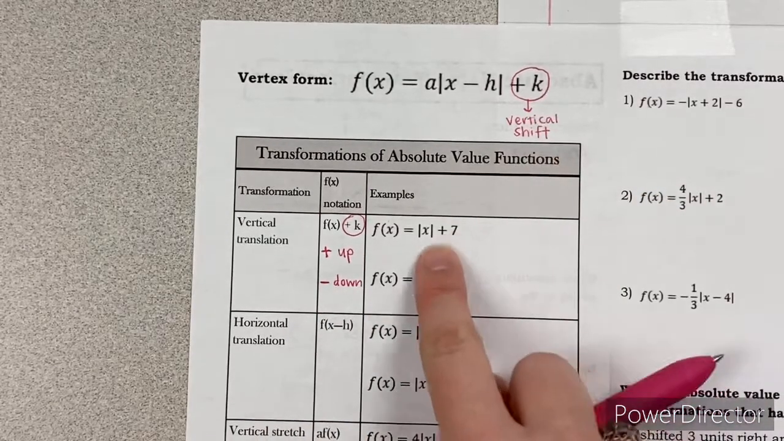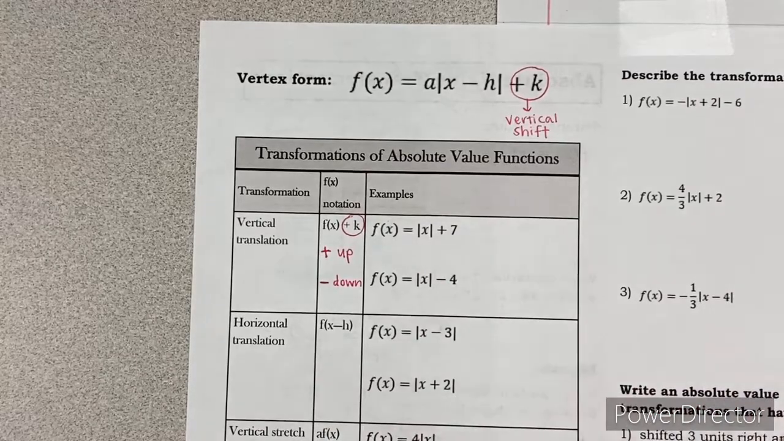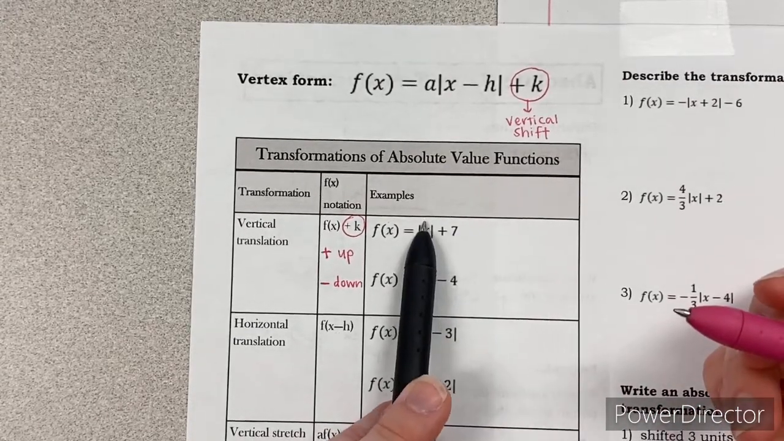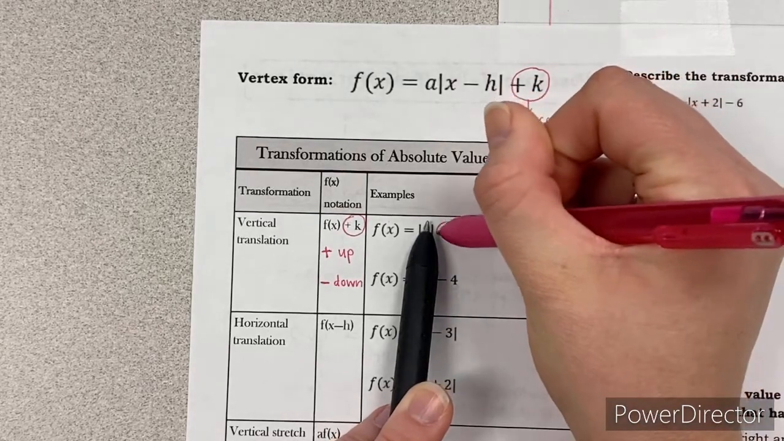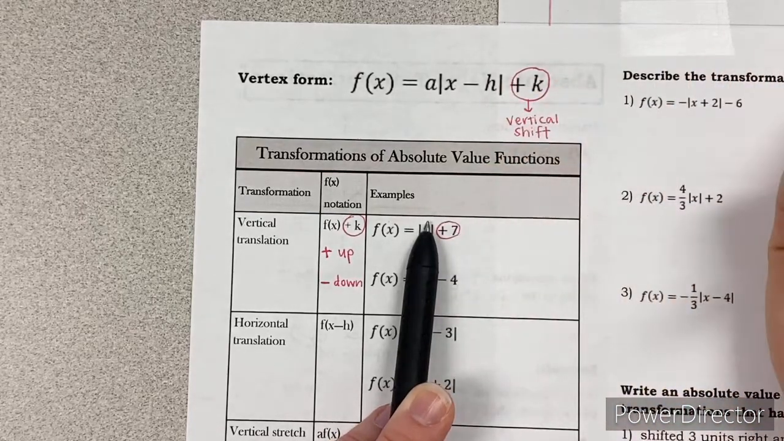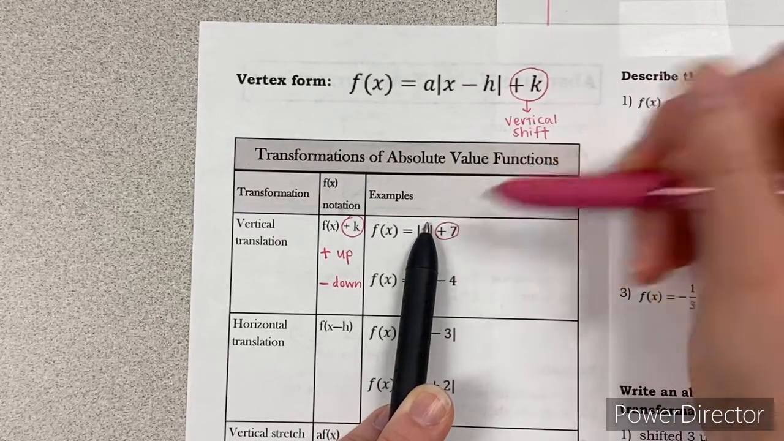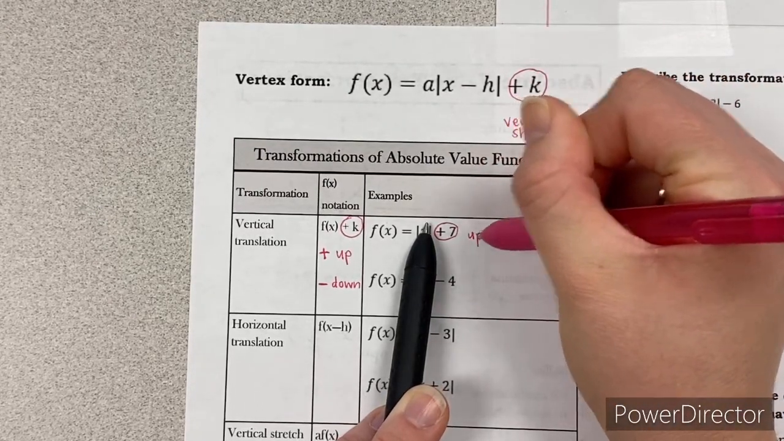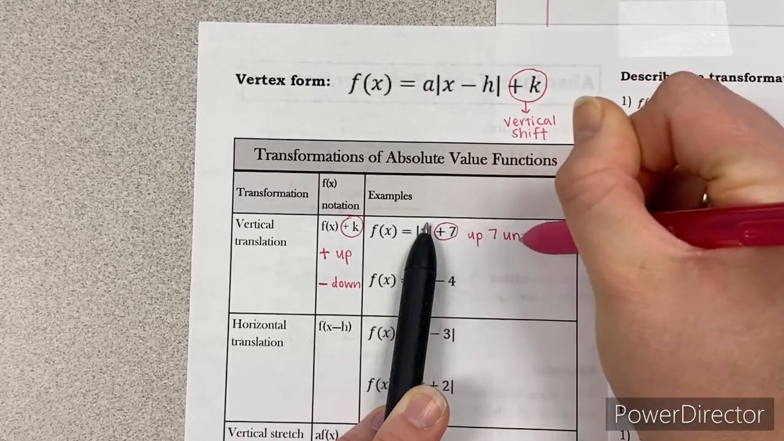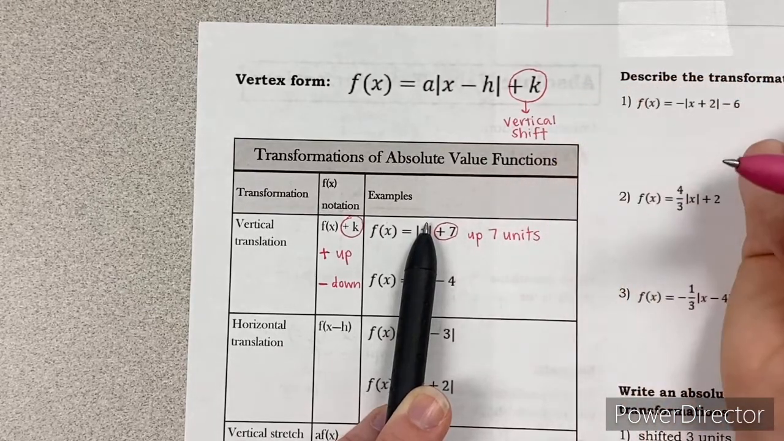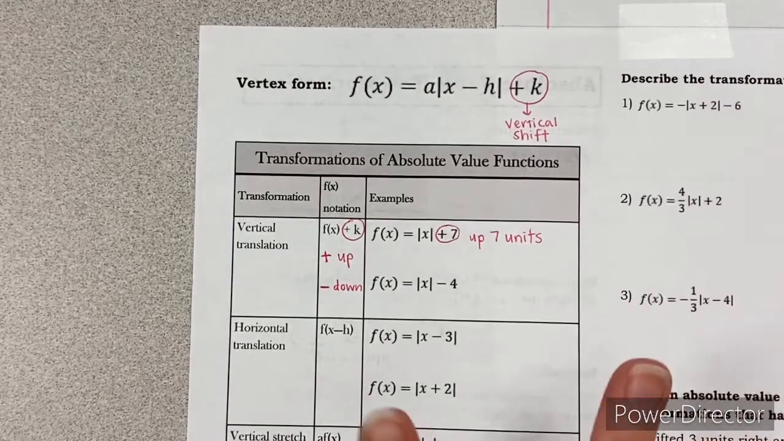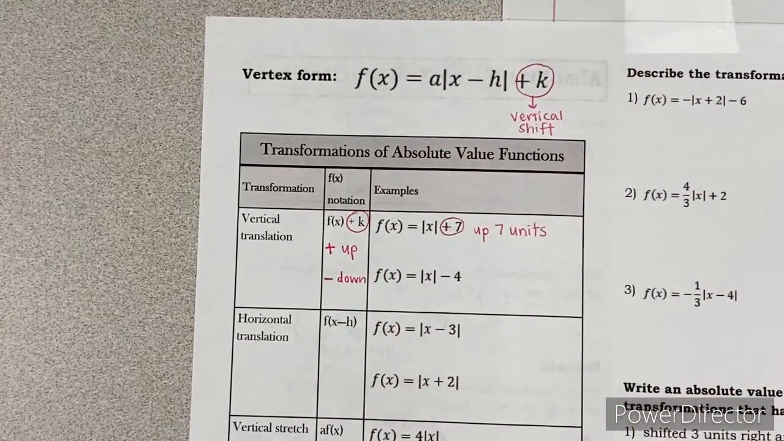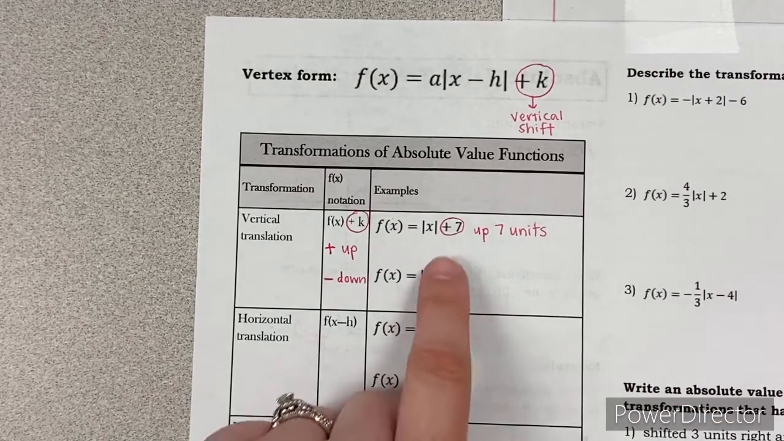So in our two examples right here, how you tell whatever transformation is happening, you cover up the X, and then whatever number is still left, that is the transformation. So for this first one, we have a plus 7. So that means that I'm going to move this graph up 7 units. And there we go. So I took the absolute value graph, which looks like this, and I just moved it up 7 spaces. That's all I did for that particular equation.